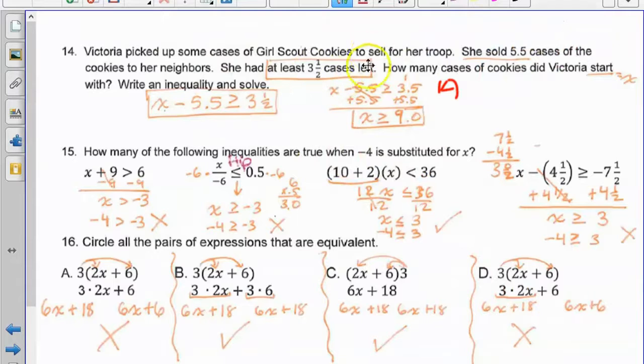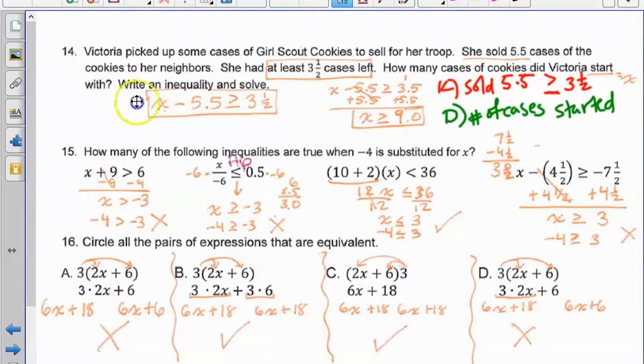Okay, the other side. Victoria has to pick up some cases of Girl Scout cookies to sell for her troop. I know that she sold 5.5 boxes. I know she has at least 3.5 left, so she could have exactly or more than 3.5. Now, if you want to use the fractions, you can, or I use decimals. Up to you. What I don't know is the number of cases, and I'm going to put that I started. So since I don't know what I started with, I take my starting number, sell 5.5, so minus 5.5 is greater than or equal to 3.5. I use my decimals. I need to sell at least 9 boxes.